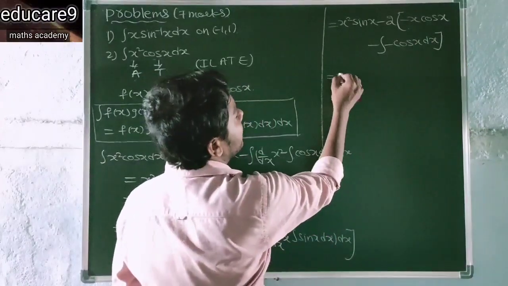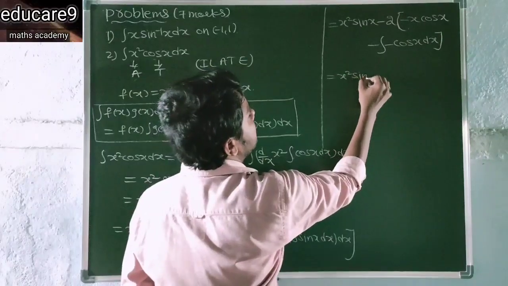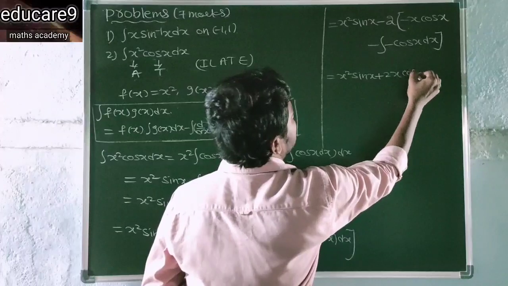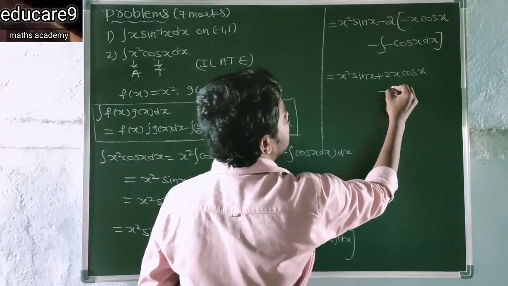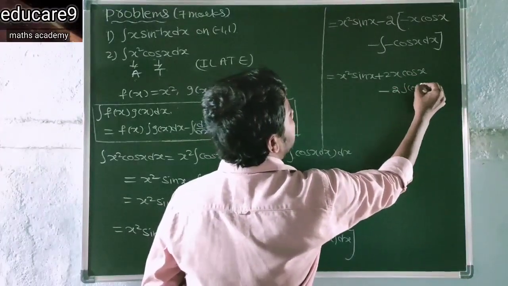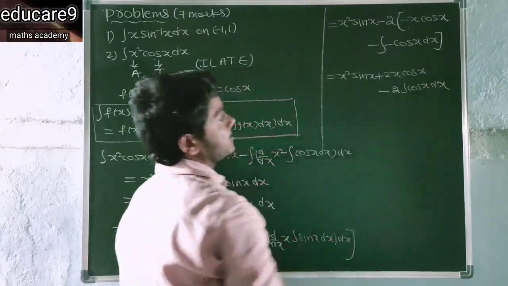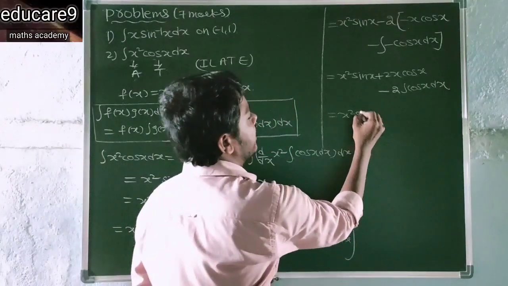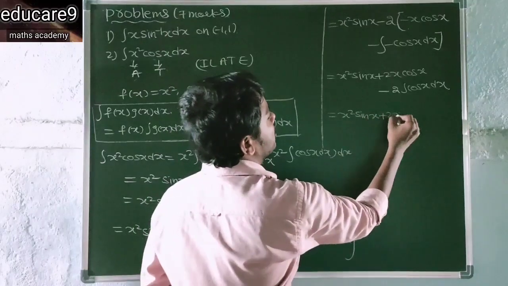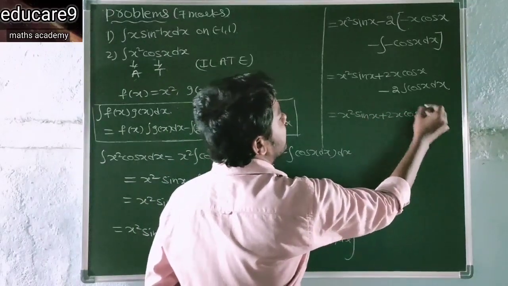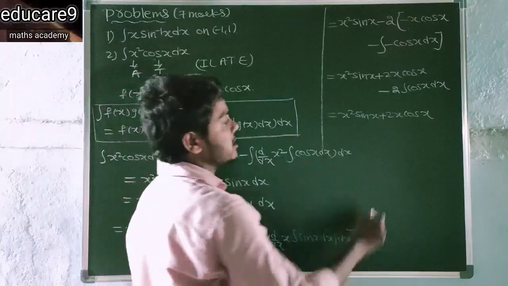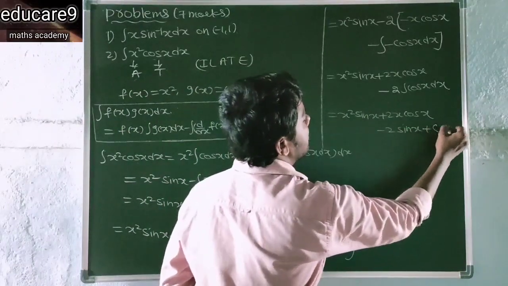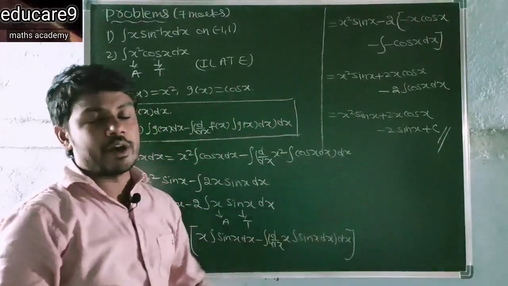Now this is x square sin x minus into minus plus 2x cos x minus 2 into integration of cos x dx. Now this is x square sin x plus 2x cos x minus 2 into integration of cos x, that is sin x. So minus 2 sin x plus c. So this is the required answer.